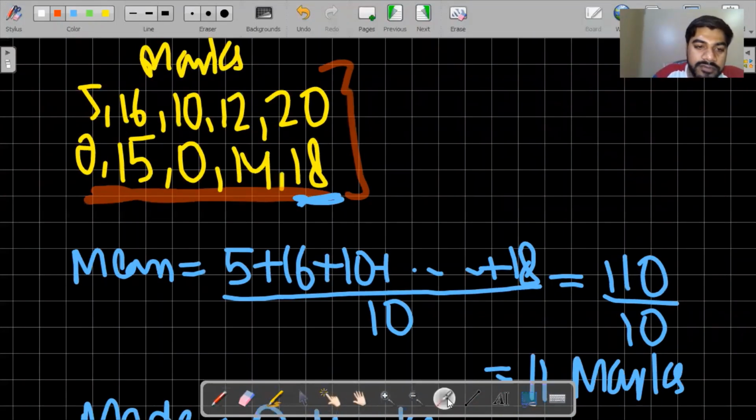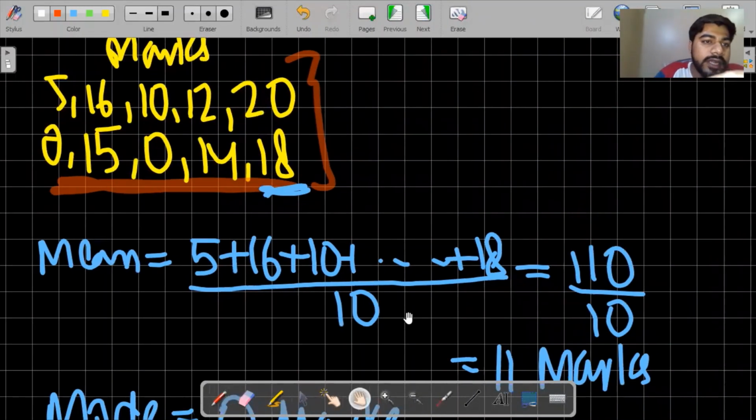So students, the fifth term will be 1, 2, 3, 4, 5. Fifth term will be this one, sixth term will be this one. No, not at all, because you missed one point. First of all, you have to arrange your data either in ascending order or in descending order, because this is not the arranged form. So if it's not the arranged form, first of all, you have to arrange it.